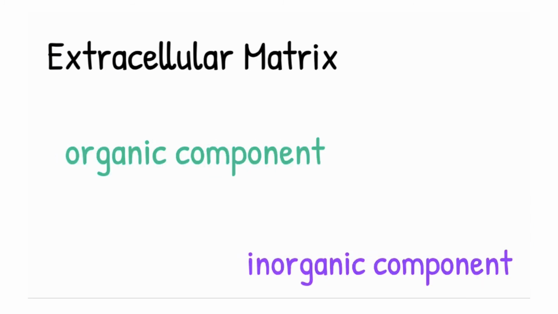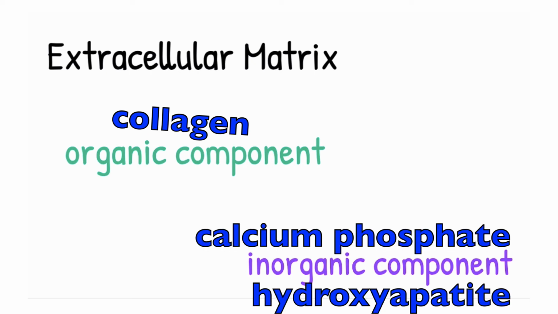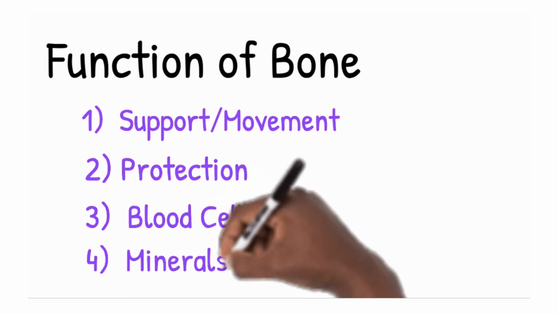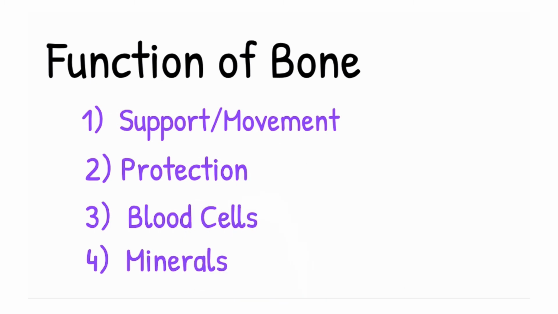The extracellular matrix of bone is composed of an organic component and an inorganic component. The organic component of the extracellular matrix is collagen, while the inorganic component of bone is known as hydroxyapatite, and that's predominantly calcium phosphate. And the function of bone is support and movement, protection, synthesis of blood cells, and storage and release of minerals, specifically calcium that I alluded to earlier.